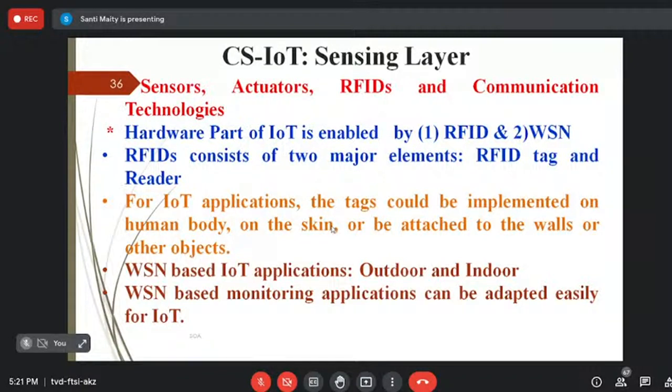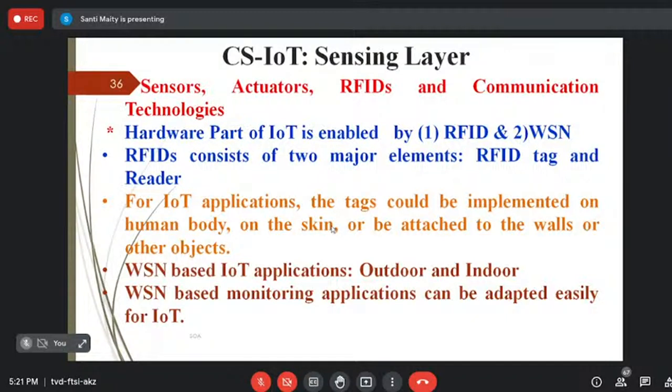Even if the range of this transmission is limited, this RFID provides capture of the data, storage, and tracking, as well as low-range or limited-range communication, but this is also used. Now, on the other hand, there is WSN, wireless sensor network based application. It can be used outdoors as well as indoors. For example, outdoors, in a smart city, humidity, temperature, and all this are to be captured.